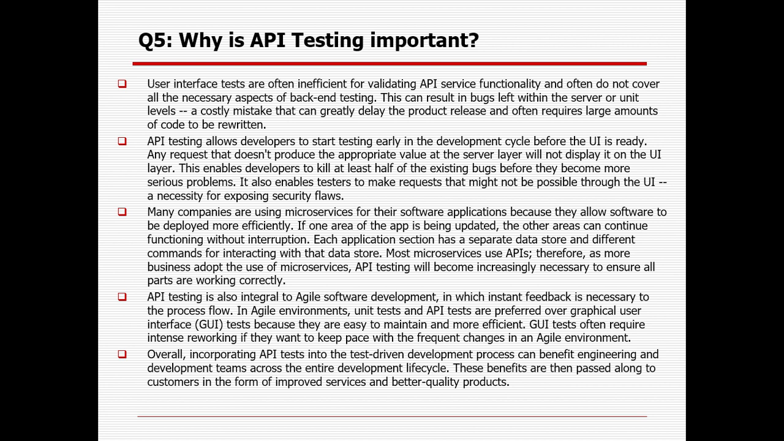In an agile environment, unit testing and API testing are performed over GUI tests because they are easy to maintain and more efficient. GUI tests often require intense rework if they want to keep pace with the frequent changes in an agile environment. Overall, incorporating API tests into the test-driven development process can benefit engineering and development teams across the entire development lifecycle. These benefits are then passed along to customers in the form of improved service and better quality products.